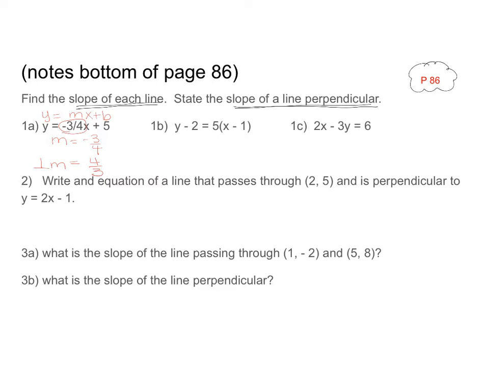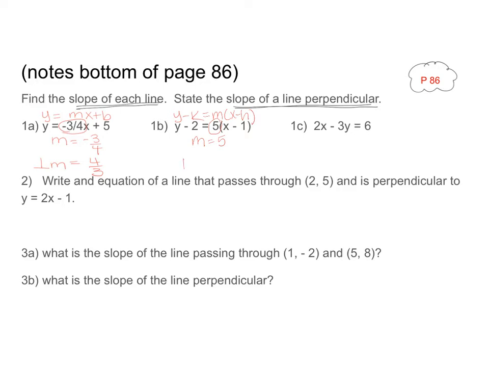So let's take a look at 1b. This is in my y minus k equals m times x minus h form. That's my point slope form that we've been talking about in lessons 9 and 10. So I can see my slope. My slope is a +5. So the slope of this line is a +5, or 5/1 if you want to think about it that way.